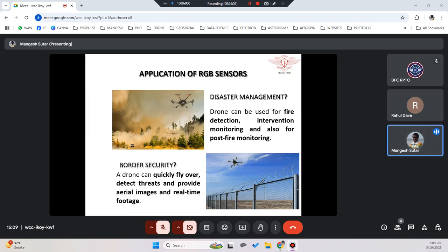Also, difficult locations. In the picture here, this border looks very simple and easy to understand, but there are borders which are very difficult to manage or even to reach. For example, in Srinagar, Jammu Kashmir or even the Ladakh region, where there are difficult terrains and climatic conditions, everything becomes very difficult. In that scenario, drones are very useful for such applications.